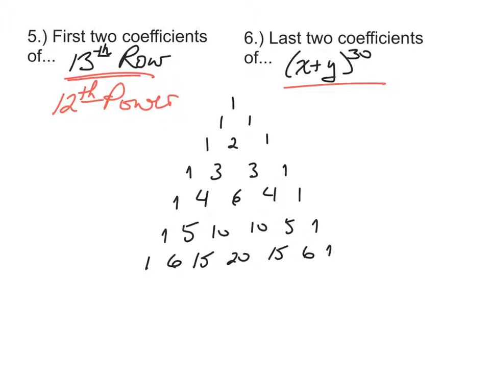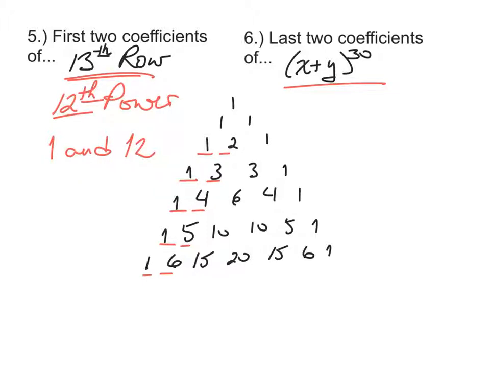That's important for us because you notice I'm only asking about the first 2 coefficients, the first 2 numbers in any row. And those first 2 numbers that are in any row, the first one's always going to be 1, and the second one is going to be whatever the power is. So in problem 5, our first 2 coefficients are going to be 1 and 12, since we're talking about the 12th power.